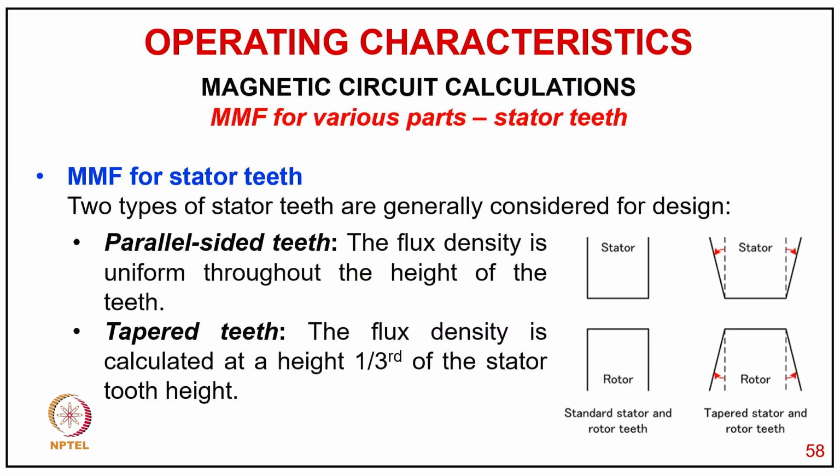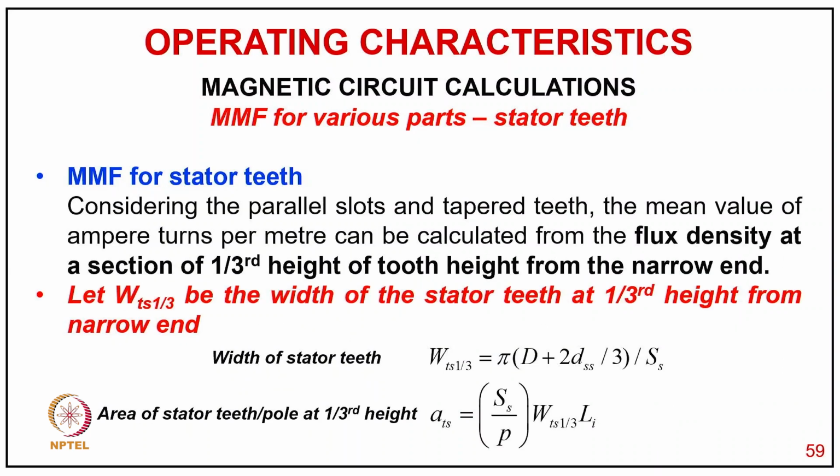Now coming to the MMF for stator teeth, two types of teeth are generally considered for design. In a parallel sided slot, the flux density is uniform throughout the height of the teeth, and in the tapered slot, the flux density is calculated at the height of 1/3 of the stator tooth height, as you can see in both types of slot. So for this MMF, considering a parallel slot and tapered slot, the mean value of the ampere turns per meter can be calculated from the flux density at a section of 1/3 height of the teeth from the narrow end, a method we have already talked about.